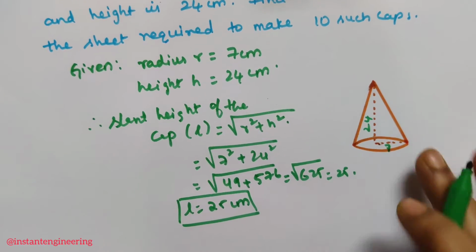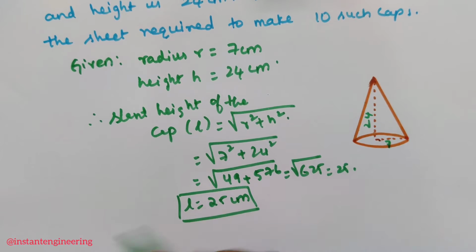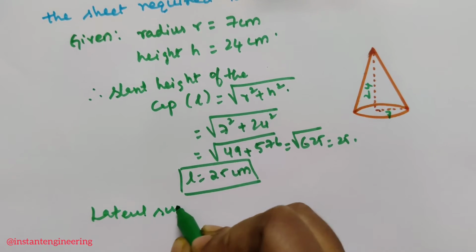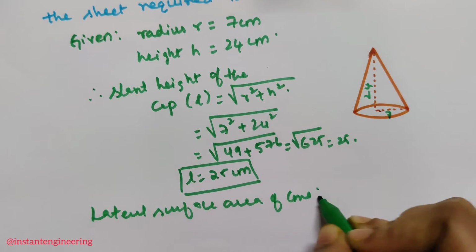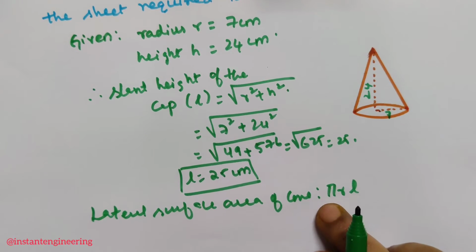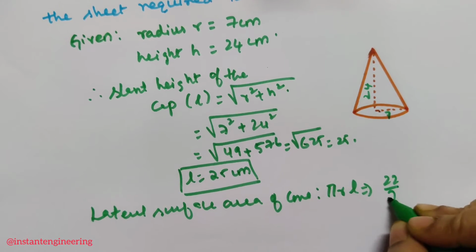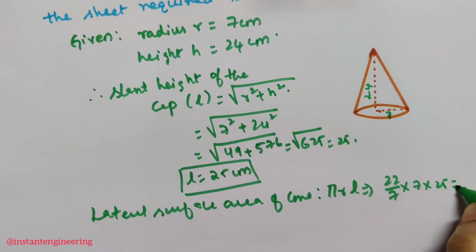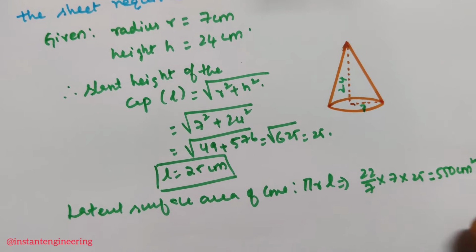This is 7. You have to draw this figure for clear understanding. Now he's telling us to find the area. Area means obviously lateral surface area. The lateral surface area of a cone, the formula is pi r l, right? Pi is 22 by 7 or 3.14, as you wish. r is 7 into l is 25. So this answer becomes 550 centimeters square, and these units are also important.